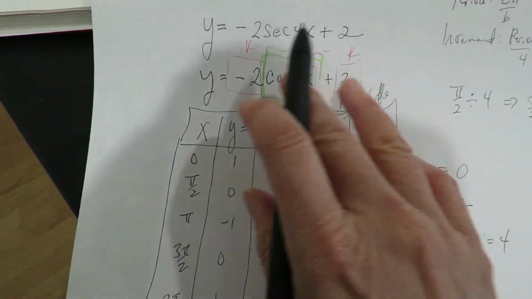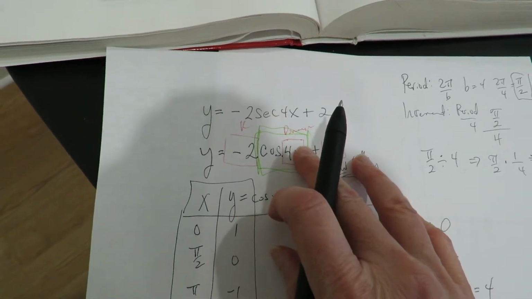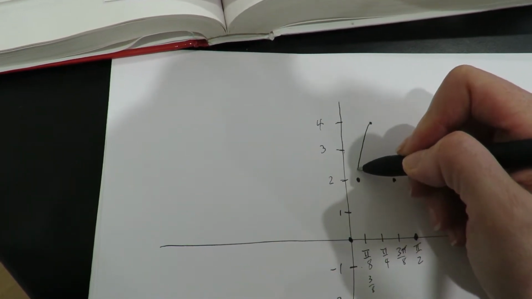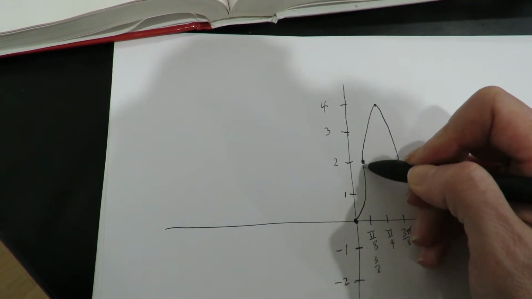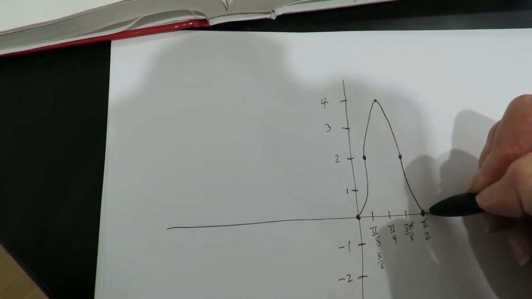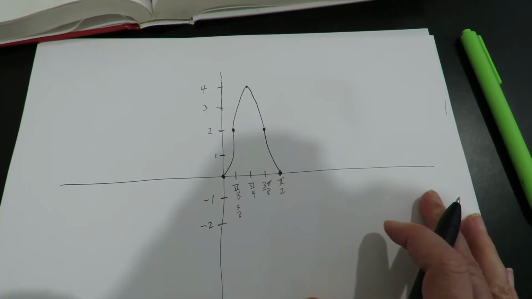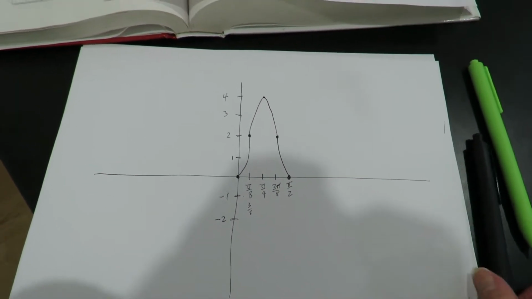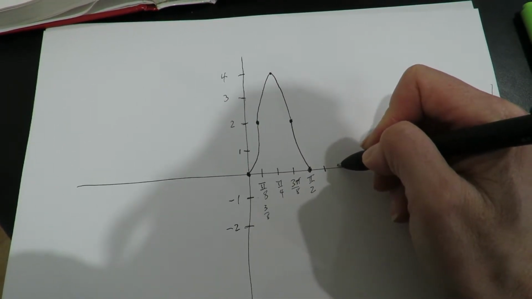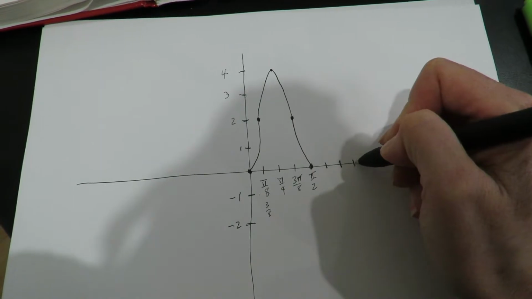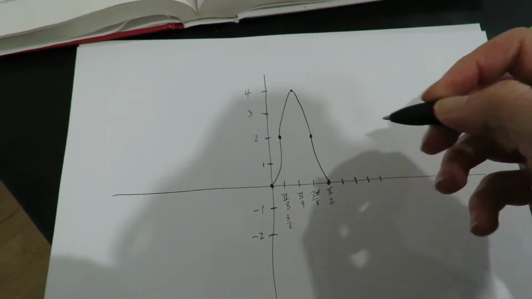It's pushed up 2, it's reflected, and its amplitude is 2. And it's horizontally squeezed. All right, let me draw this guy. All right, there is one cycle of this graph. Let's just stretch this guy out so we have more to work with.